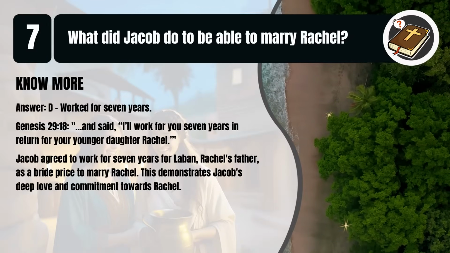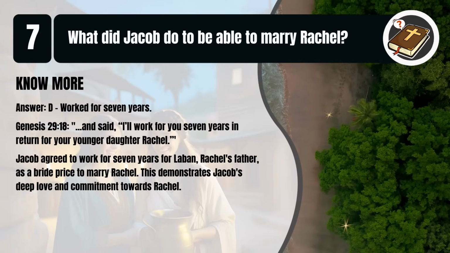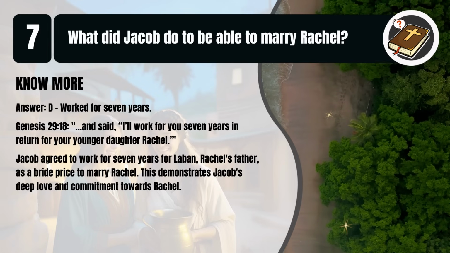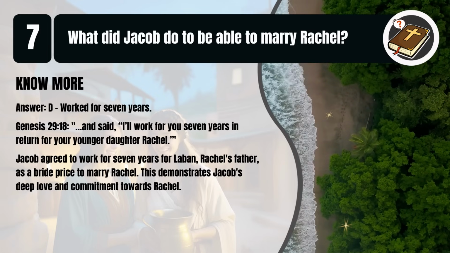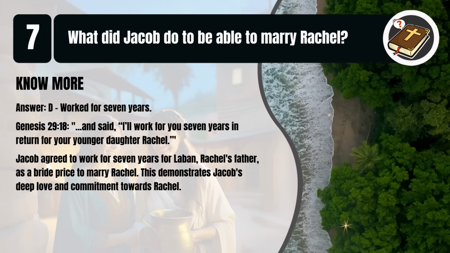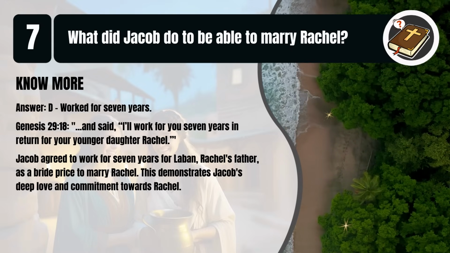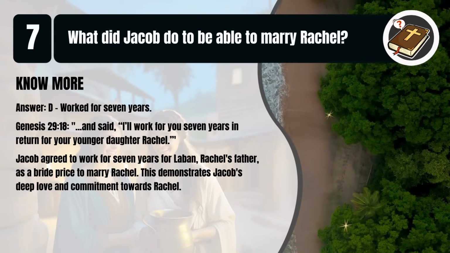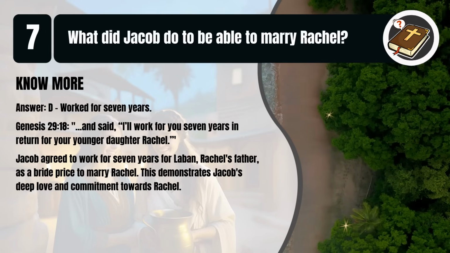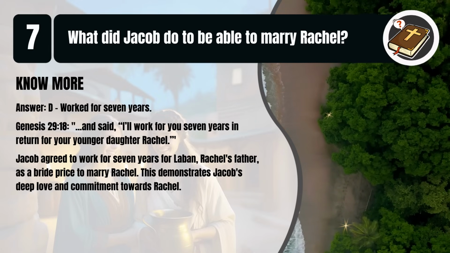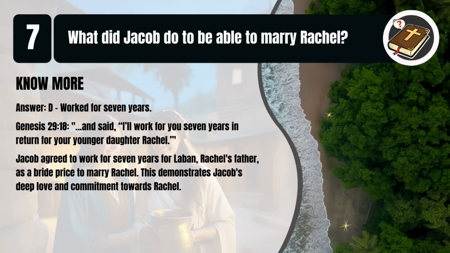That's D, worked for 7 years. Genesis chapter 29, verse 18. And said, I'll work for you 7 years in return for your younger daughter Rachel. Jacob agreed to work for 7 years for Laban, Rachel's father, as a bride price to marry Rachel. This demonstrates Jacob's deep love and commitment towards Rachel.